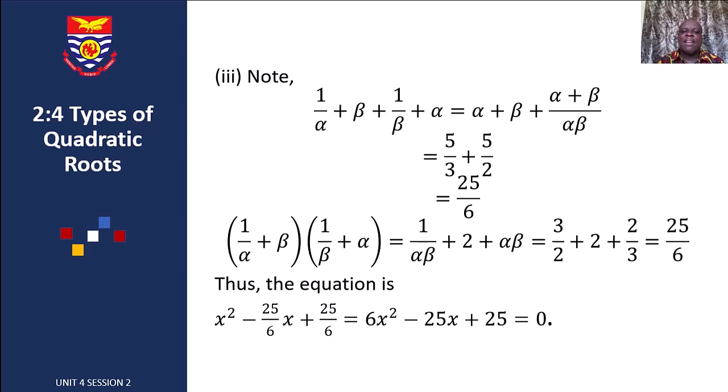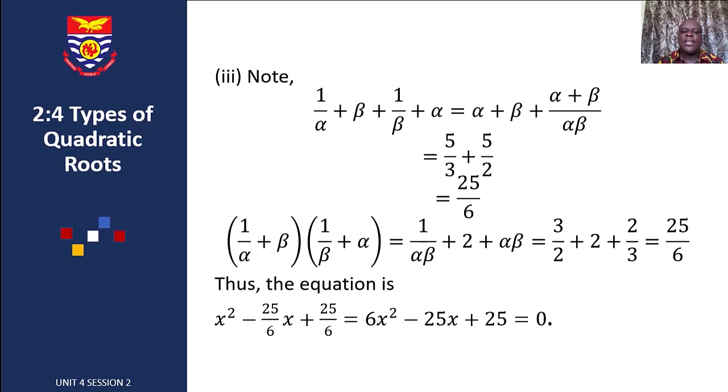Alpha plus beta is 5 out of 3. Alpha plus beta again in the numerator, 5 out of 3. Then alpha times beta in the denominator, 3 out of 2. And when we simplify, we get 5 out of 3 plus 5 out of 2, which eventually gives us 25 out of 6. We again find the product, 1 over alpha plus beta in one bracket, multiplying 1 over beta plus alpha in another bracket.